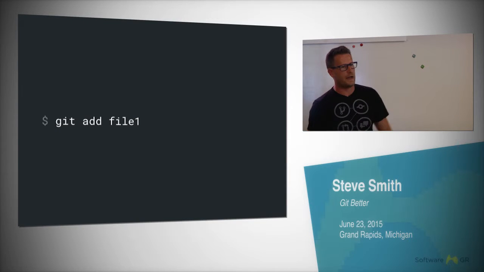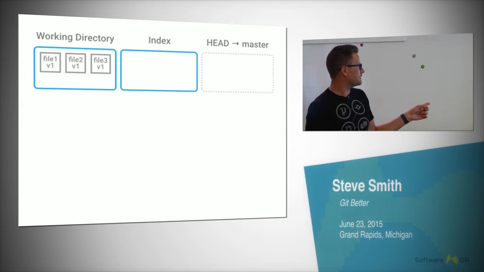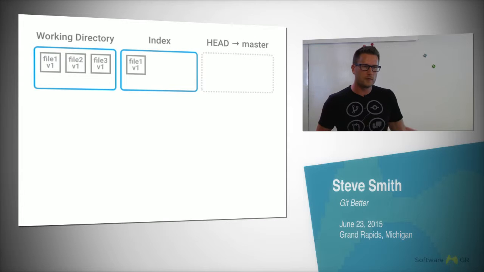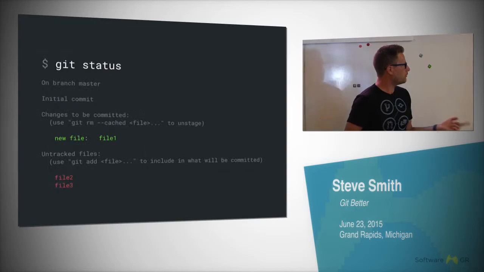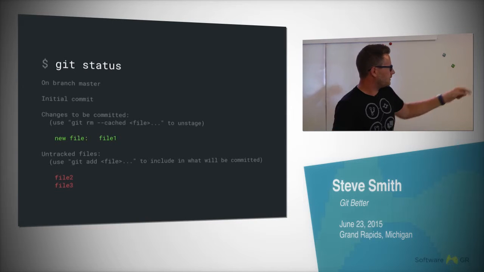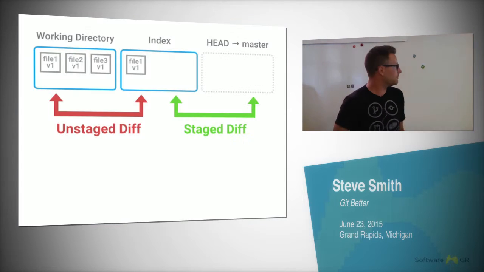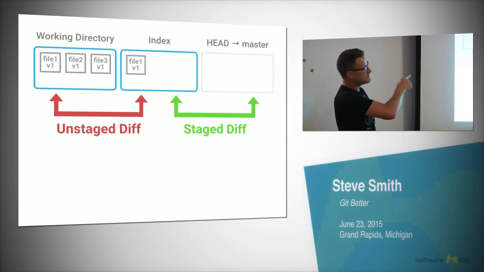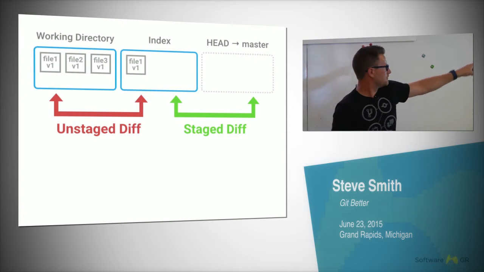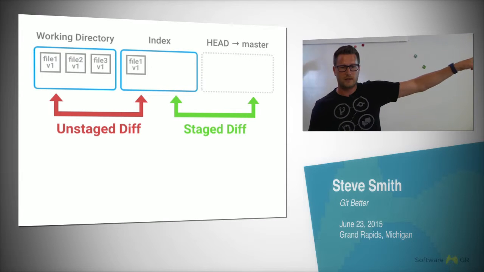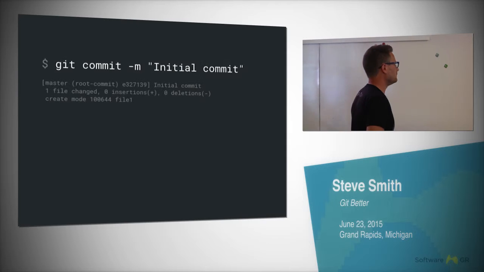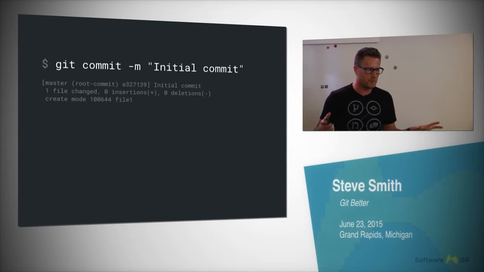Now, if I git add file 1, here's what actually happens. Git underneath the hood puts that file 1 into my index. So now when you git status, you see a green file 1, and file 2 and 3 are still red because file 2 and 3 don't exist in the index, but file 1 does. And file 1 does not exist at head. So that's green.